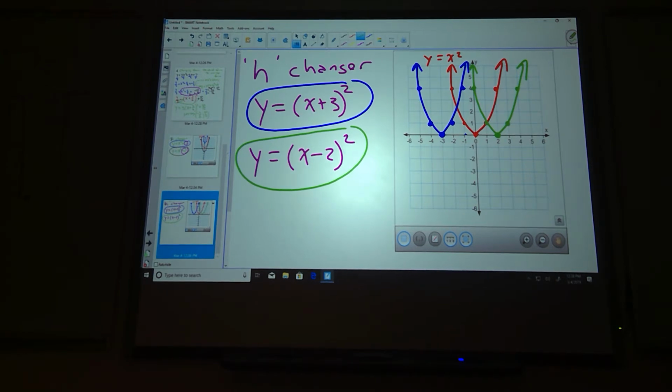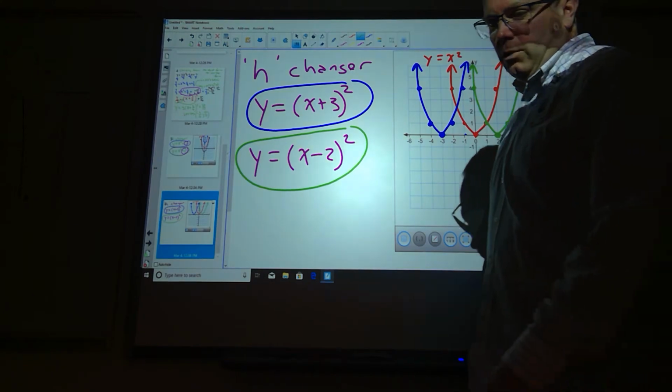So the red one's our parent function. The blue is the shift left because it was x plus 3. The green is the shift right. Do you see how it goes opposite of what you'd think? And it will do that every time. Anytime it's grouped, it's going to shift right or left. Anytime it's going to shift up or down, you're going to add or subtract something to it. It doesn't matter which function in math you're dealing with.